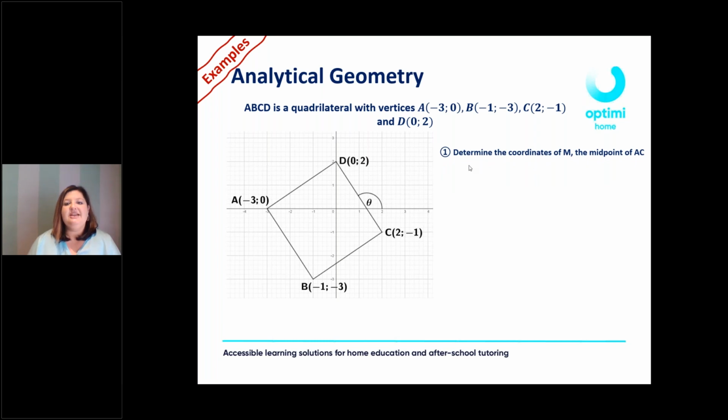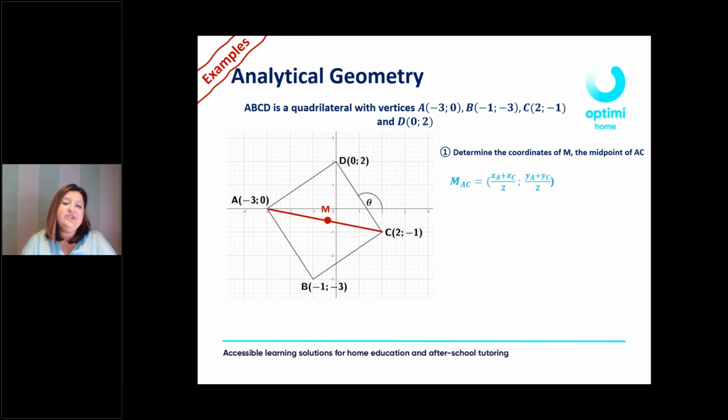Determine the coordinates of M, the midpoint of AC. So if you look over there, there is AC, and I want the midpoint between the two. So I'm just going to draw that in there for you to see. Right. So how do I calculate my midpoint? I'm just going to name it M, capital M, because it is my midpoint, so that I don't get confused later on as to what coordinates I actually did calculate. And I am going to use this equation.